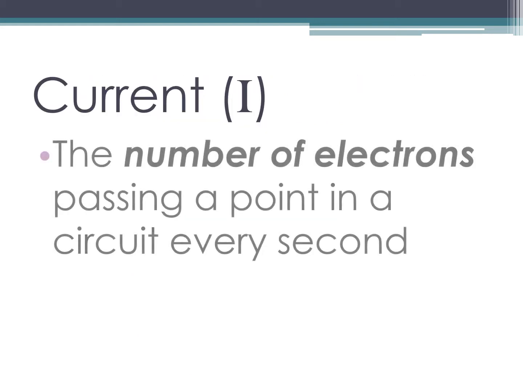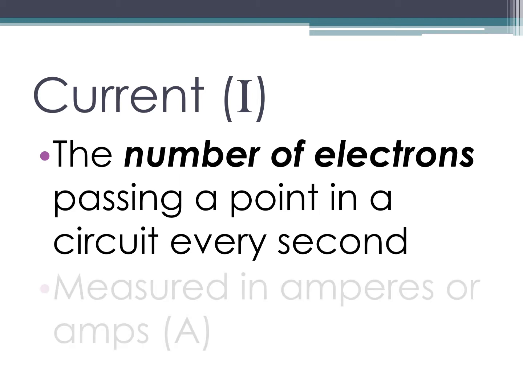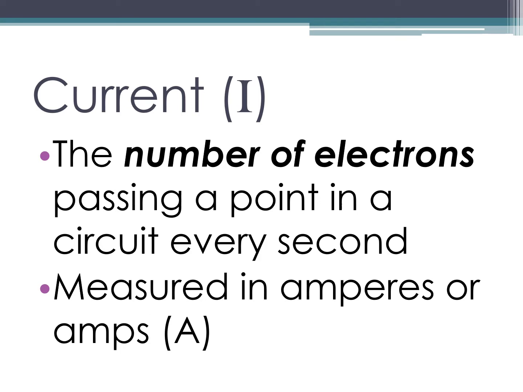Current is the number of electrons passing a point in a circuit every second. So you can think about it as the rate of flow of electrons. So how many electrons are actually passing by a certain part of the circuit at any given time. Okay, we measure it in amperes. We usually call it amps for short, and it's represented by the letter A.